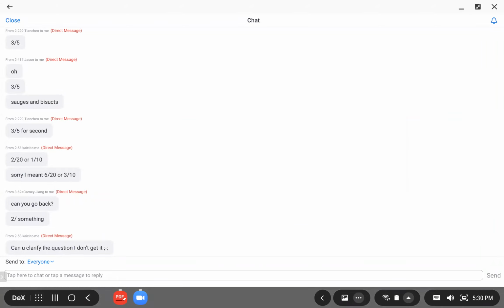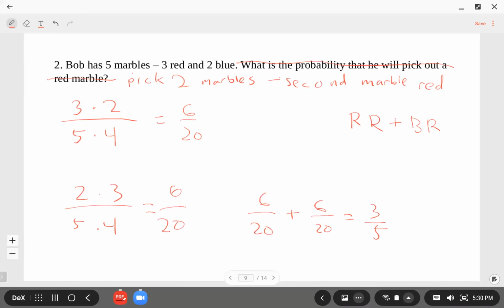Oh, you don't get it. Okay, I'll clarify. And I don't blame you if you don't get it. This is a pretty hard question. So I'll explain again. What we need to focus on is the second marble pick. The second marble that we pick has to be red. Just the second marble. There are no restrictions on other marbles. The first marble can be red or blue, so that's why we have two possibilities here.